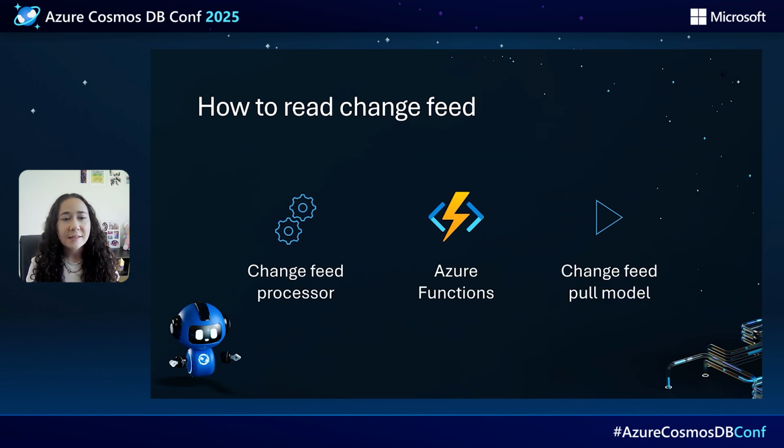Azure Functions is a hosted option for the change feed processor, and it's one of the easiest ways to get started using change feed. There's also the change feed pull model. The pull model gives you the most control over how and when you read the change feed. However, it can be complex for some scenarios.